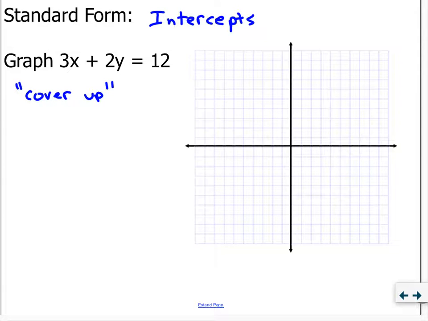Or maybe you might call it the finger method, because you only need one finger to do this. So here's what I'm going to do. What I'm going to do is I'm going to cover up one part of my equation.